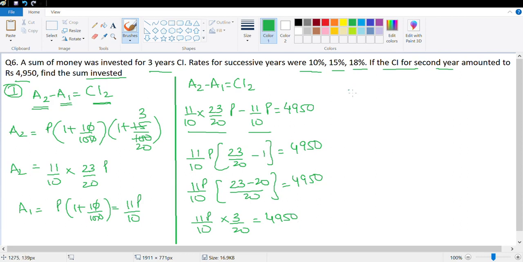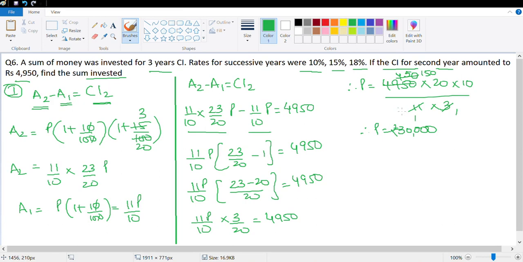Therefore, principal will be equal to 4950 into 20 into 10 upon 11 into 3. That's 11 1, 11 into 4 44, 11 into 5 55, 0, 3 1, 3 15 with a 0. Therefore, P is equal to 15 into 2, 30 with 3 zeros. That's 30,000. So the principal in this case was 30,000. That's the method which uses the formula.